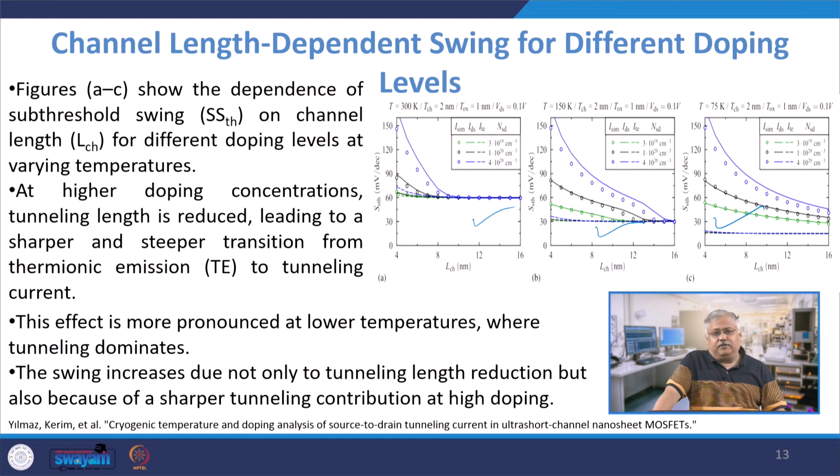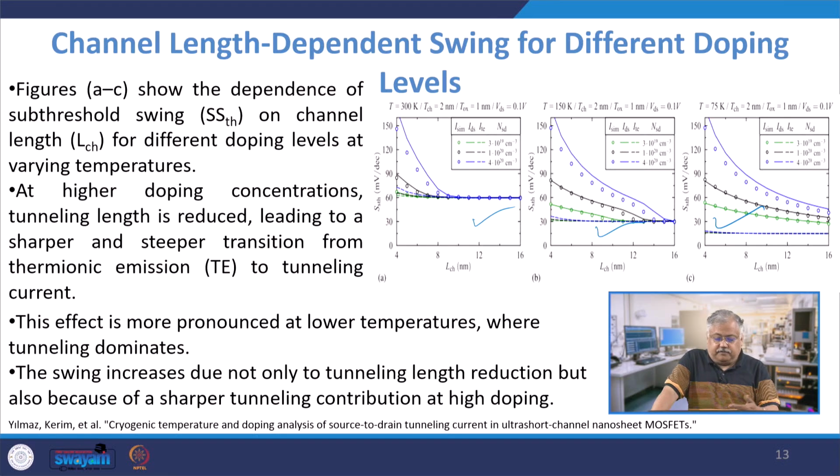So, the takeaway from all this discussion is that at lower temperature the tunneling dominates, and at lower gate voltage tunneling dominates. As you increase the gate voltage, the thermionic dominates, right. And the swing increases due not only to tunneling current reduction, but also because of a sharper tunneling contribution at high doping.